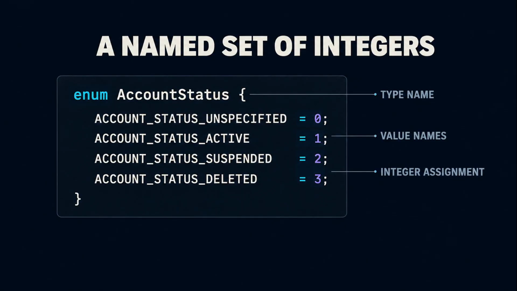So account status contains account status unspecified equals 0, account status active equals 1, account status suspended equals 2, account status deleted equals 3, a named set of integer constants. The string is gone. Typos become compiler errors. 1 source of truth, 1 valid set of values.